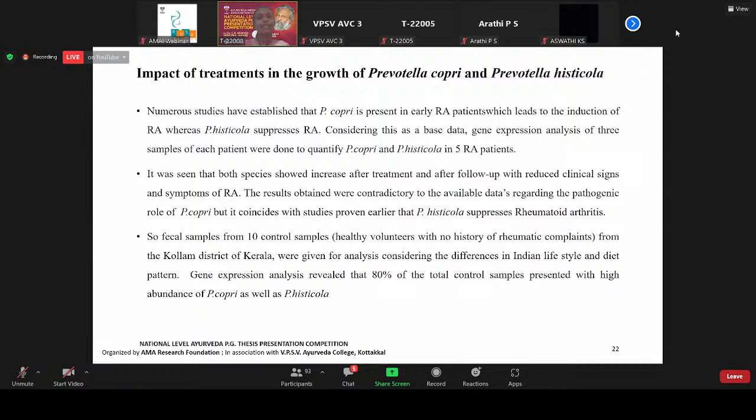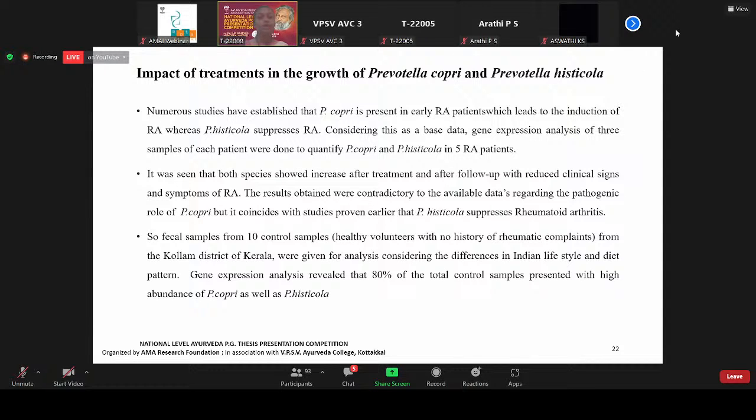The impact of treatments on the growth of Prevotella copri and Histicola. Numerous studies have established that Prevotella copri is present in early RA patients, which leads to the induction of RA, whereas Prevotella histicola suppresses RA. Considering this as the base data, gene expression analysis of 3 samples of each patient was done to quantify both the species in 5 RA patients. It was seen that both the species showed increase after treatment and after follow-up, with reduced clinical signs and symptoms of RA. The results obtained were contradictory to the available base data regarding the pathogenic role of Prevotella copri, but coincide with earlier studies proving that Prevotella histicola suppresses RA.